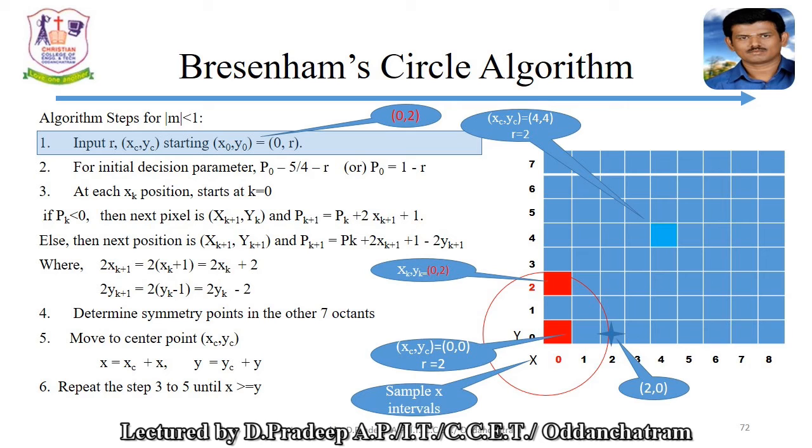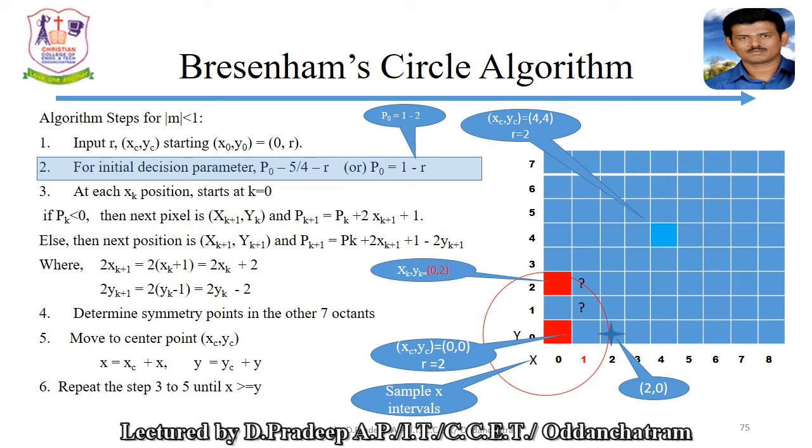Here we have a doubt. Next the x value is incremented by 1, so x equals 1. Now the corresponding y is either 2 or 1. So we have a confusion, so we have to find the initial decision parameter. The equation is p naught equals 1 minus r. The r value is 2, so 1 minus r, we get p naught is minus 1.